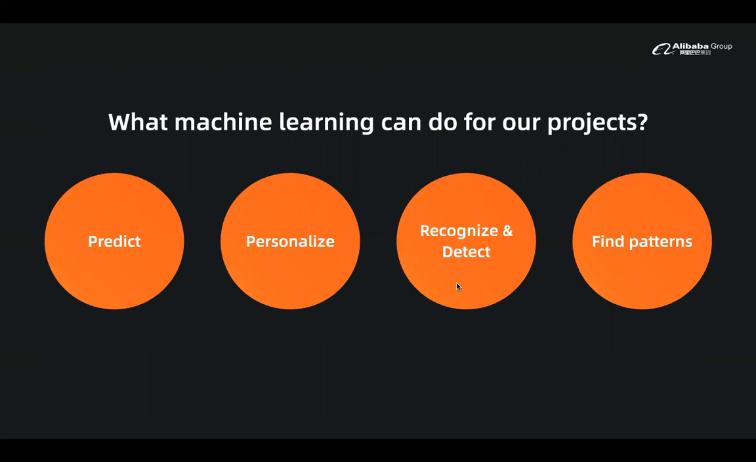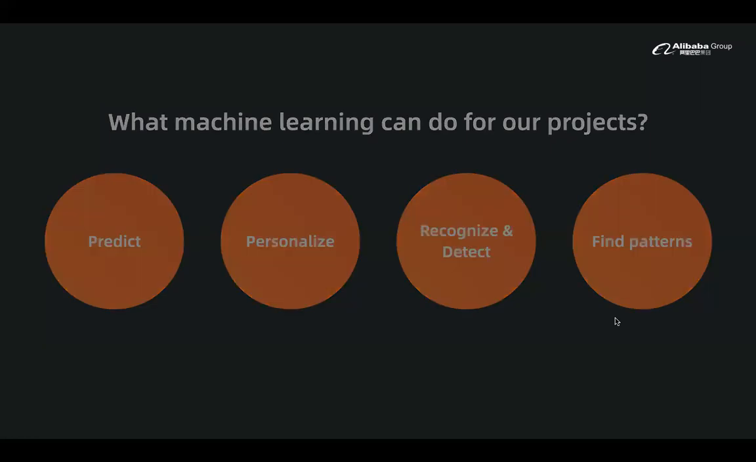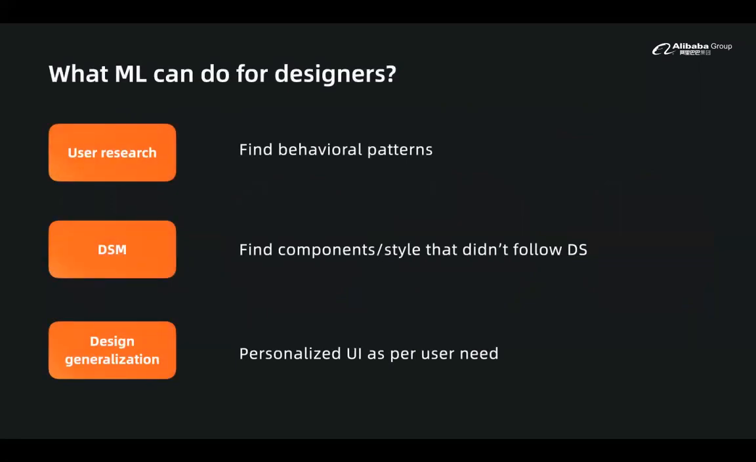And then there are recognize and detect. For example, voice recognition, face recognition, fingerprint recognition. We already have those kinds of features in the phone we use daily. And then machine is really good at helping with data analysis. So if you want to find some patterns that humans can hardly find, then let the machine do that.